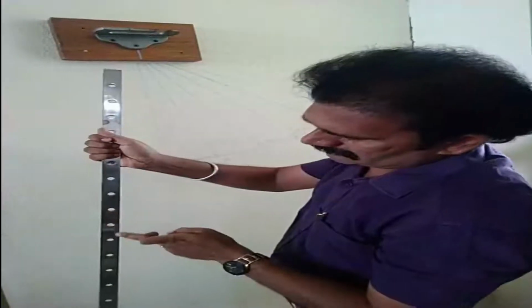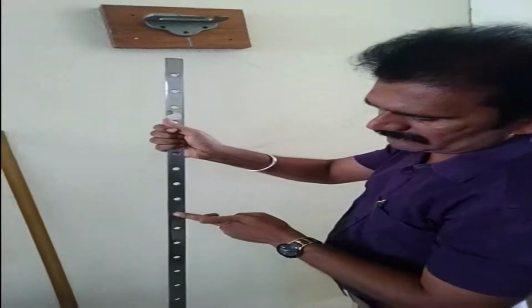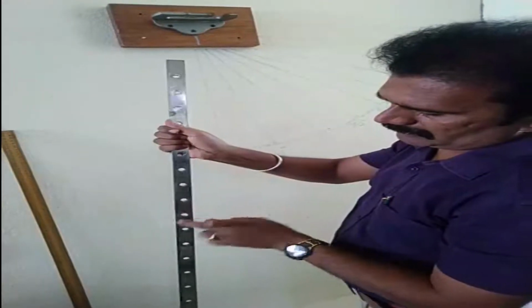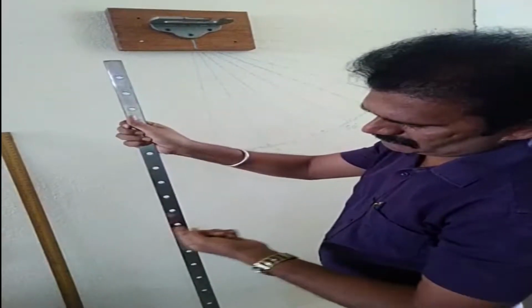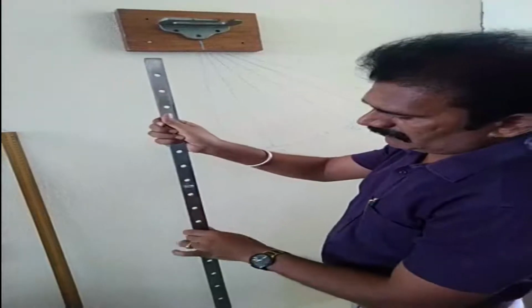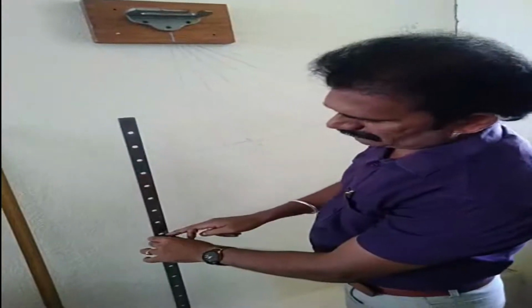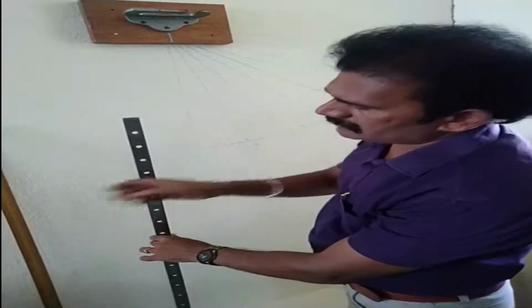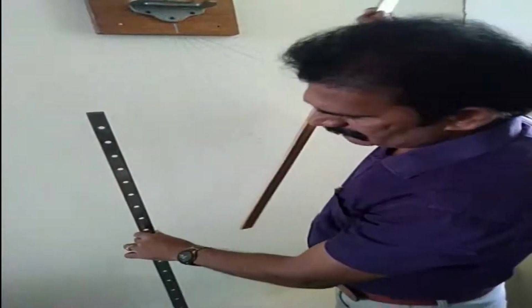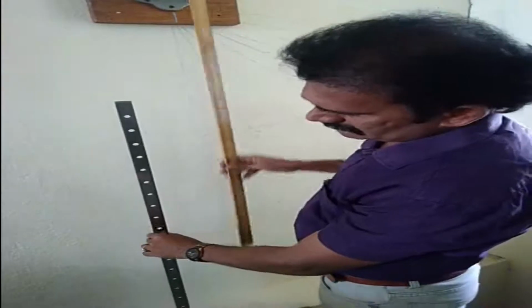The center one is the 10th one, that is considered as the center of gravity of the bar pendulum. It is marked by a chalk piece, which is used here to mark it. After completion of all this experiment, the time taken for 10 oscillations for all the holes on both sides, you have to measure the distance of each hole from the center of gravity using a scale.